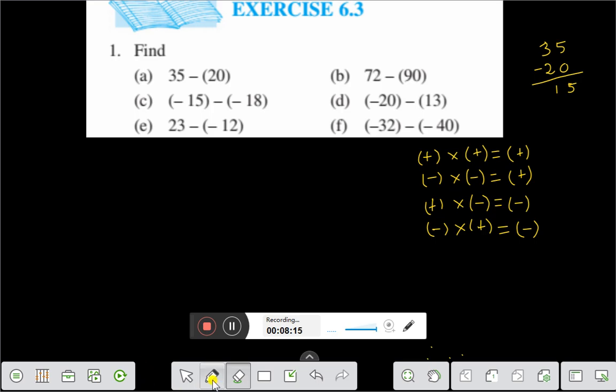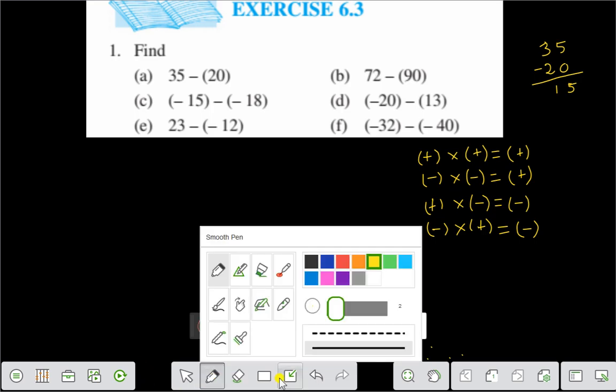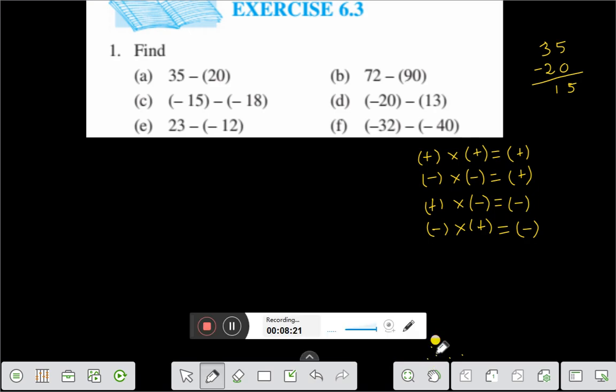Now, we shall discuss question number D. Question number D is minus 20 minus, in bracket, 13. You can write minus 20. And here you see there is no sign, that means there is a plus. Minus into plus is minus. Therefore, it is minus 13.